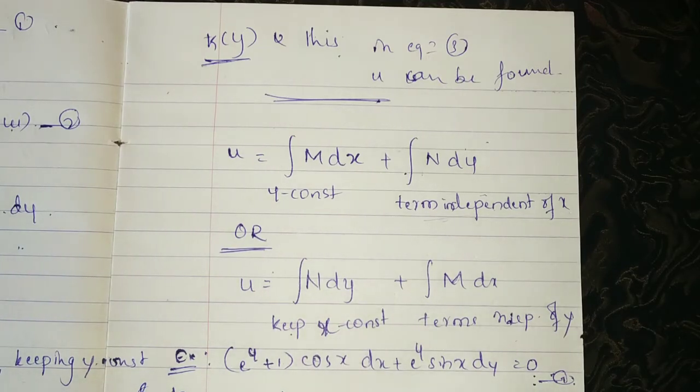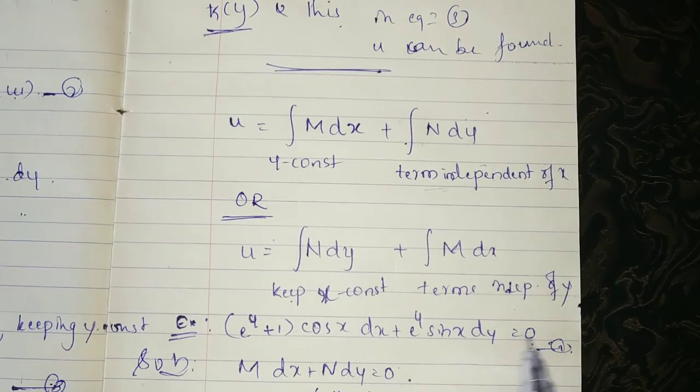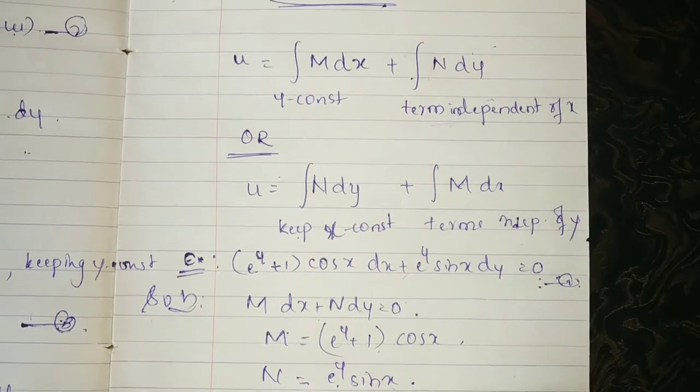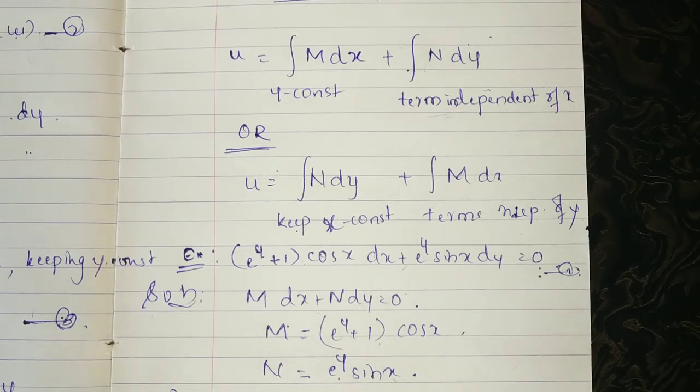Now keeping only one thing in mind, that we need to check whether the given differential equation is exact or not. The standard equation is M dx plus N dy equal to 0. Comparing the given equation to this basic differential equation, we get the value of M as (e^y plus 1) cos x and the value of N as e^y sin x. If it is an exact differential equation, then we have the condition ∂M/∂y equal to ∂N/∂x. That is the only equation. By comparing these terms, you can find out whether the differential equation is exact or not.